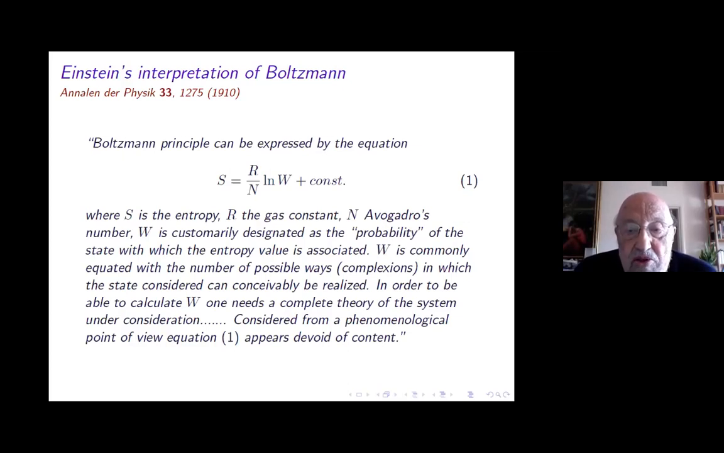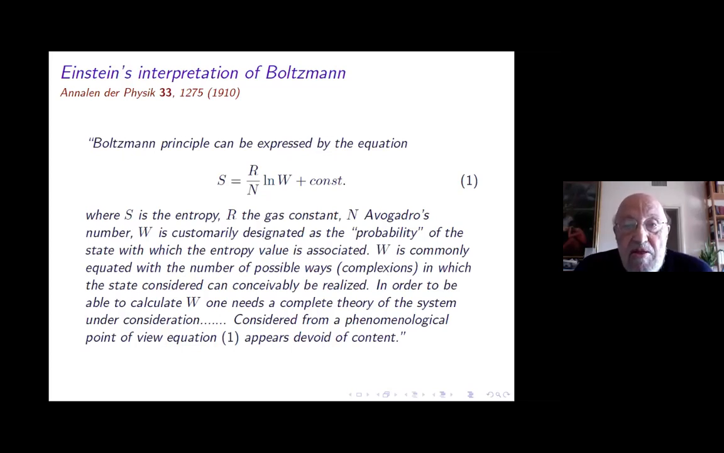You see, to calculate the probability to verify this relationship, you have to make a theory of the microscopic system, which is different in every case. And so it may be very complicated. So what he says, it's quite hard on Boltzmann: "Consider my phenomenological point of view, this equation appears devoid of content."